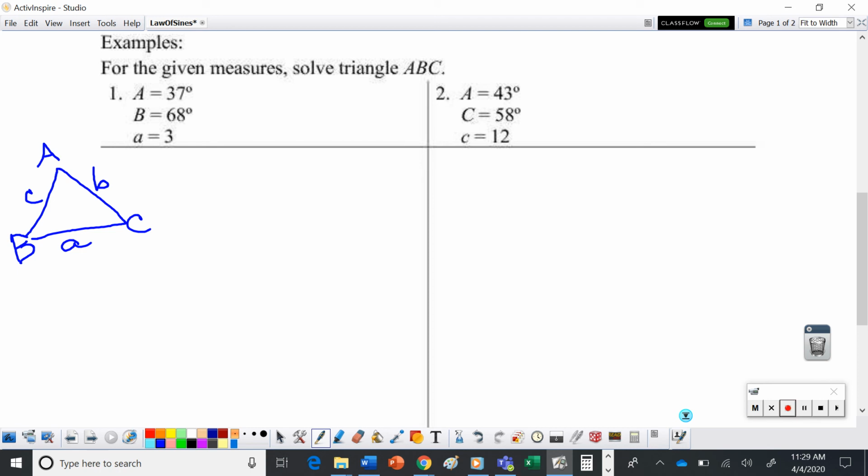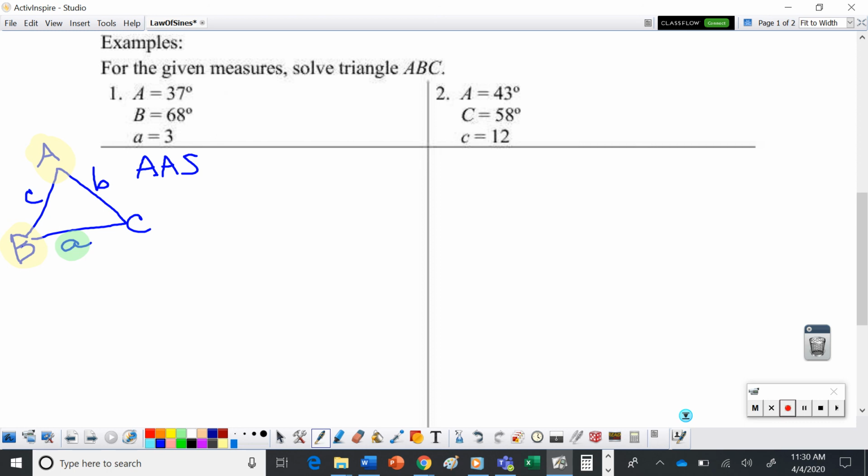So we have angle A is 37 degrees. Here's what we're going to do: we're just going to highlight the pieces that we have. We have angle A, we have angle B, and we have side A. Which setup are we looking at? Well, we have two angles and a side, and this side is not between those two angles. So that means that we're looking at angle, angle, side, which means law of sines is going to work.